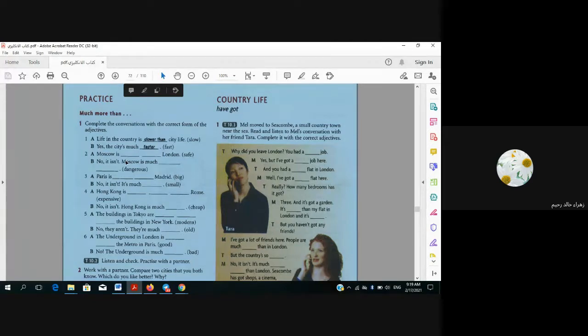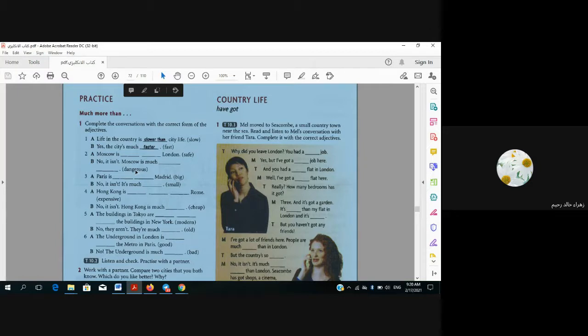Students, this is the comparative degree. than. Yes. So we say Moscow is safer than London. Yes, very good. No, it isn't. Moscow is much more dangerous. Yes, much more dangerous. Why do we put more before dangerous? Because it has more than one syllable.